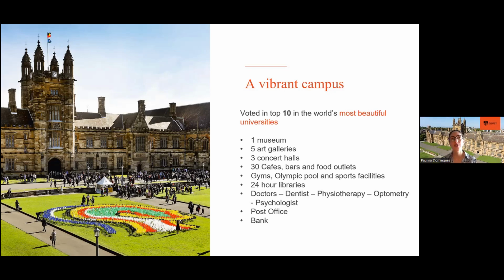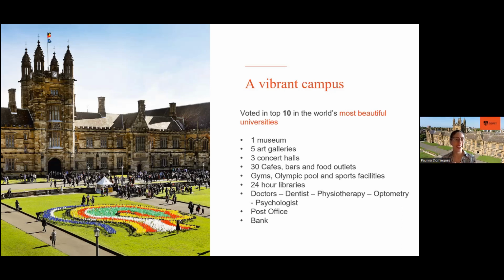The campus, as I just mentioned, is actually very, very big. We have 1 museum, 5 art galleries, 3 concert halls, more than 30 cafes, bars, and food outlets for our students. We also have gyms, an Olympic pool, and sport facilities for those who really like doing sports. 24 hours libraries. We have 7 libraries. The biggest library in the Northern Hemisphere is here at the University of Sydney. We also have doctors, dentists, physiotherapy, optometry, psychologists. So all those services are right here on campus.